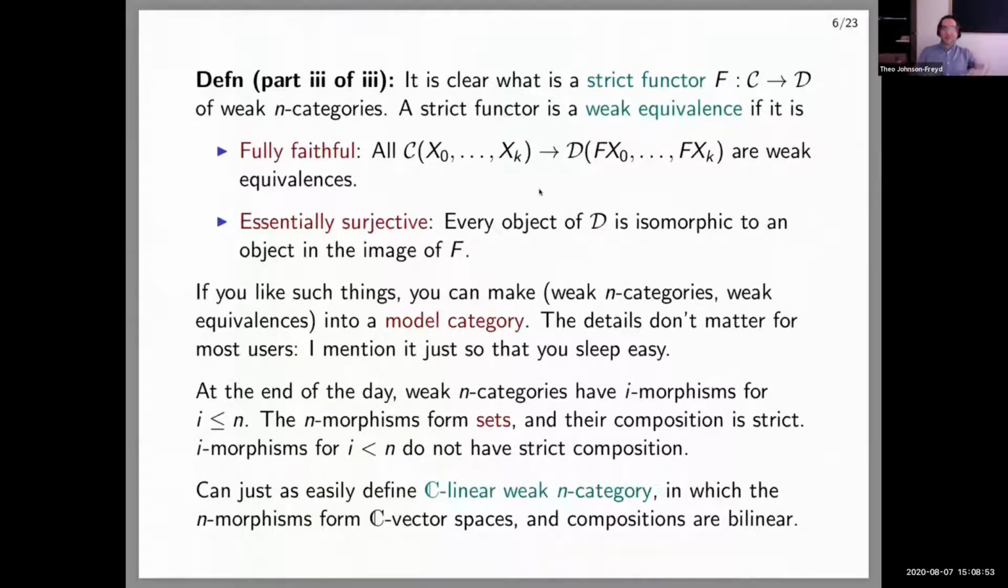So, okay, you can ignore the whole definition. I put it on the slide so that you believe it exists. The point is that there's a good theory of these. If you like these things, you can build a model category. If you don't like these things, it doesn't matter what a model category is. Model categories are just some tool that people like Claudia use to know that everything is actually going to work correctly and smoothly.